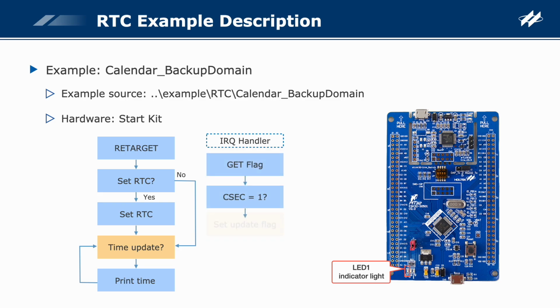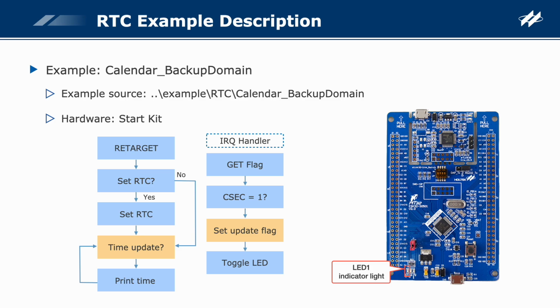The interrupt service function monitors the time update interrupt generated by the RTC. It then sets high the time update flag to update the time in the main loop. This approach has the advantage that the interrupt service function does not occupy a significant amount of time, thereby preventing interference with the normal execution of other programs.